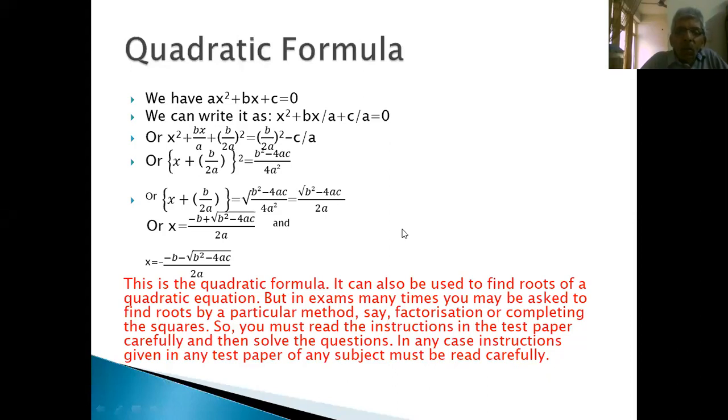This one is also called the quadratic formula, and it's used to find roots of a quadratic equation. But please remember, in exams, you may be asked to find the roots by a particular method, maybe by factorization, maybe by completing the squares, or maybe by the quadratic formula. That's why I'm covering all the methods here. So whichever method you're asked to use, follow that method.